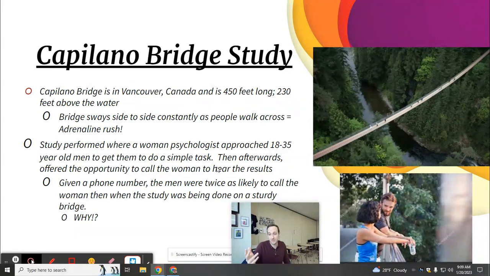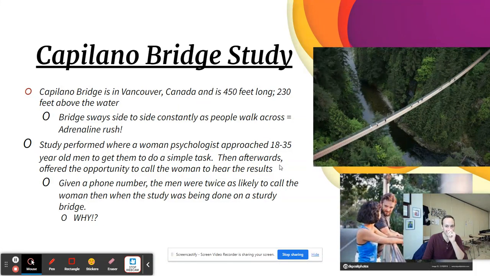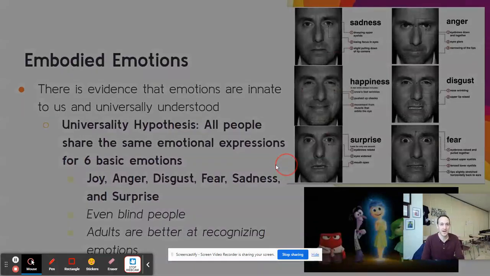So I guess the takeaway would be, if you're looking for a really great first date opportunity, you want to really wow a person, maybe do something dangerous with them, like go rob a bank or something. Don't do that, actually. That's illegal. But perhaps you could do something more exciting, and that might trick the person into thinking that you are the exciting one more than the actual experience itself. So that's an aside. Okay, so embodied emotions.